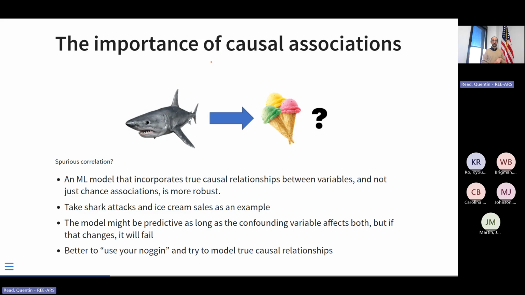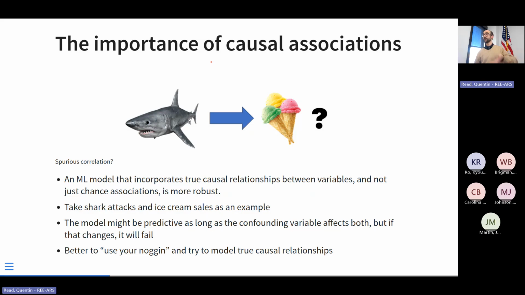But any model, statistical or machine learning, that actually does encompass those true causal relationships is going to be a better model. Let's say, remember that we said shark attacks are highly correlated with ice cream sales. You could make a statistical model to see how much ice cream you're likely to sell by measuring shark attacks and then using that to predict. That would actually work fine if they're highly correlated, because the confounding variable is affecting both. But what if that changes? What if shark fishing increases in that area and then the correlation breaks down? Well, then your model will fail.